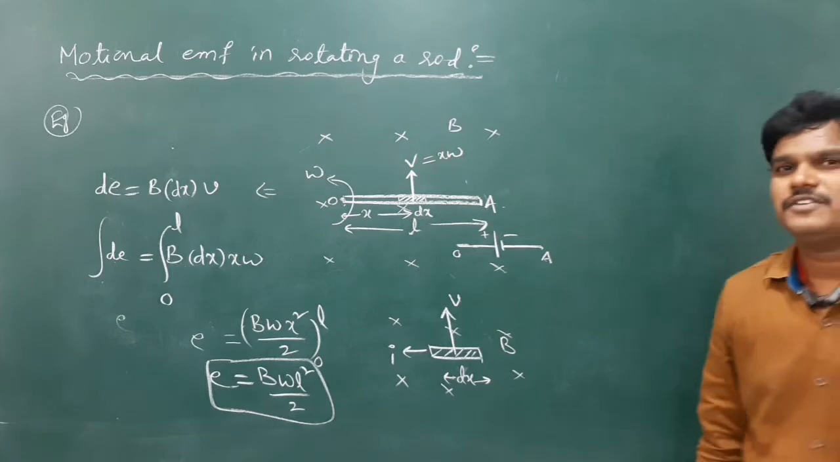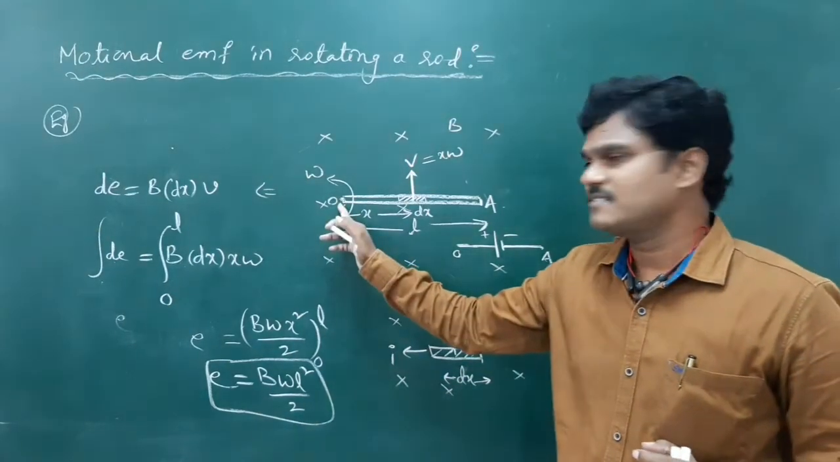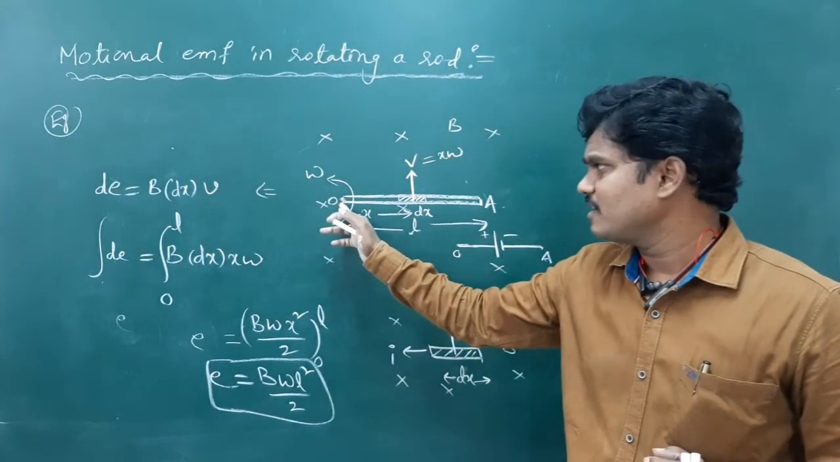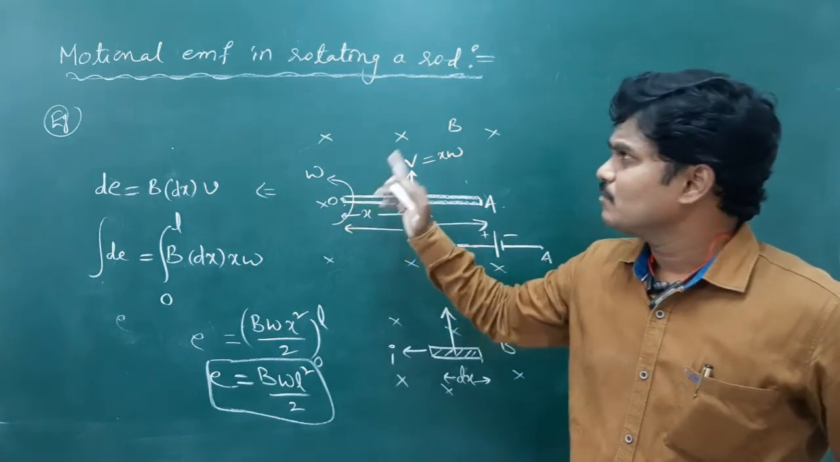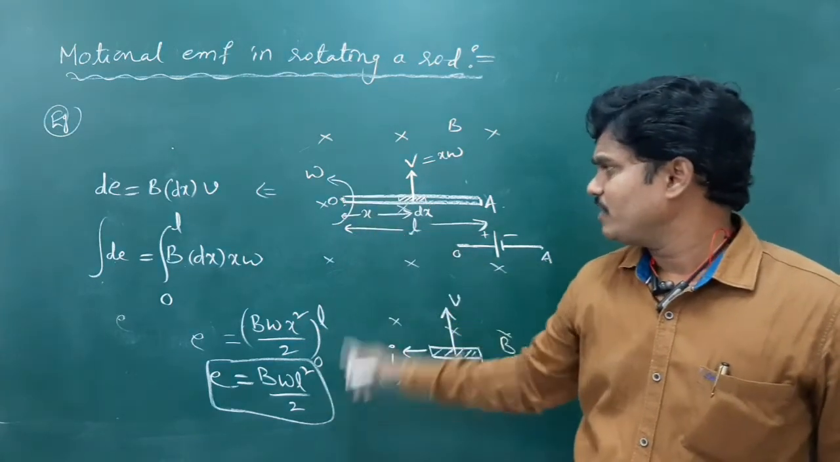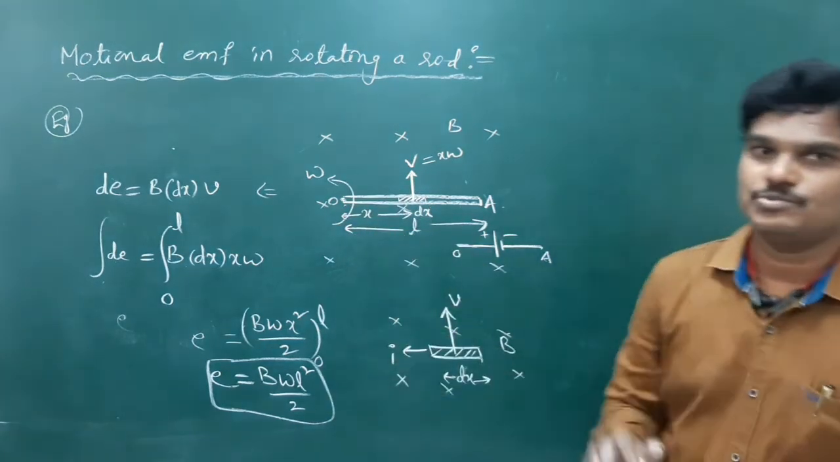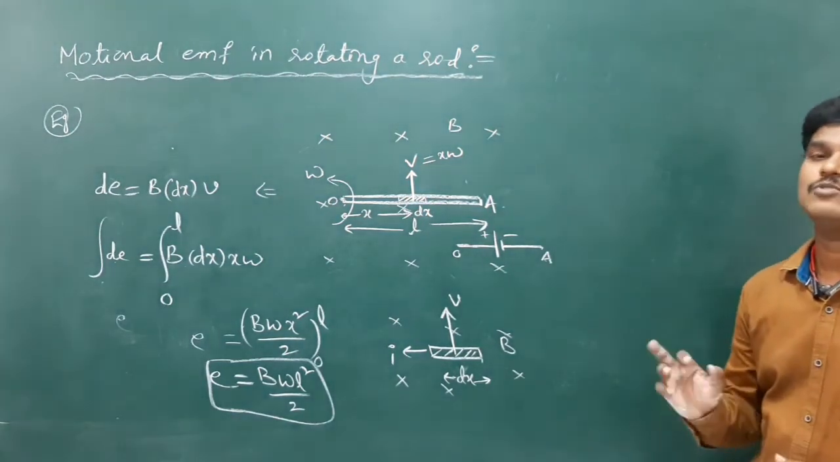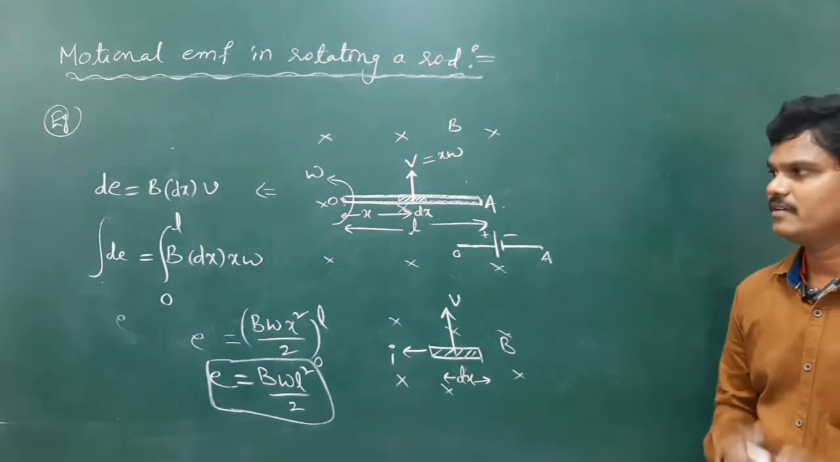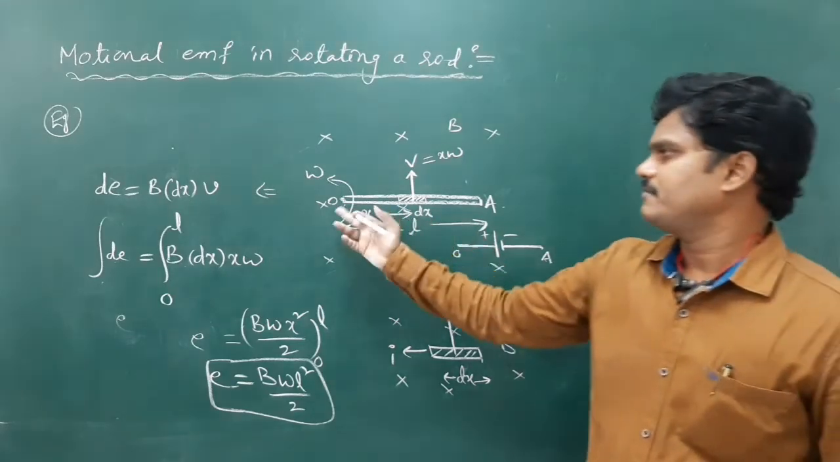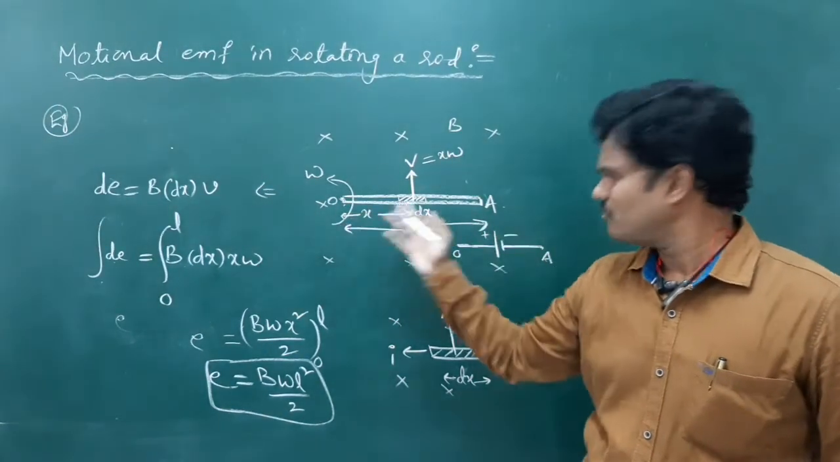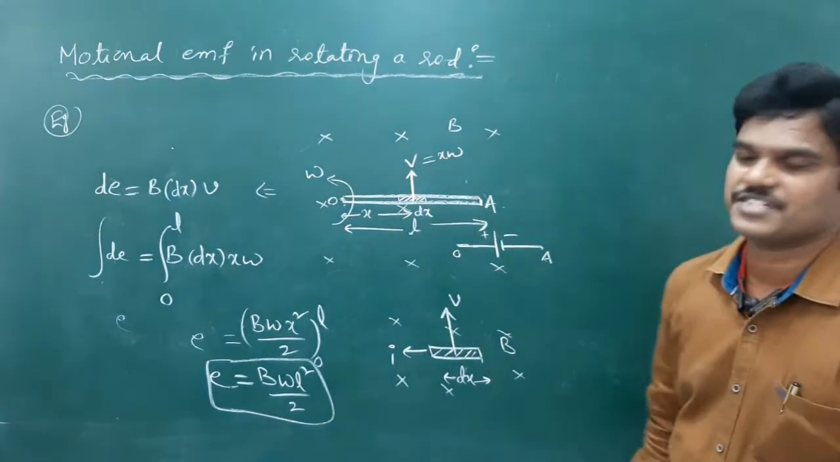If a rod of length L rotates about a fixed axis, pivoted at some point, then the motional EMF in this rod is B omega L square by 2. It's not BvL, it is B omega L square by 2. Next we will see the difference between VO, VA, VA, VO, the midpoint, and some different points.